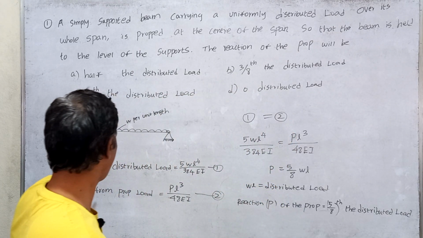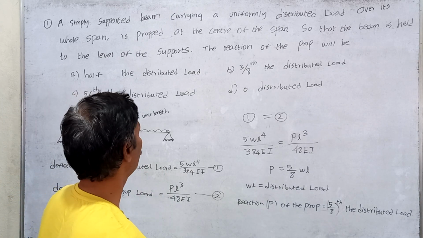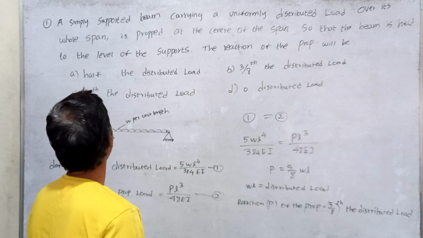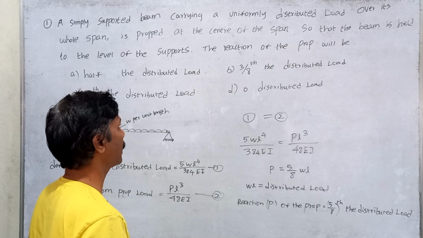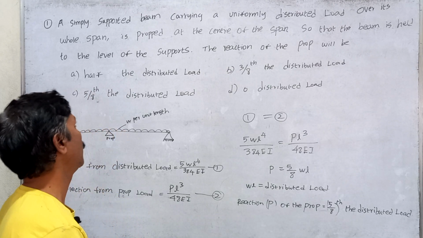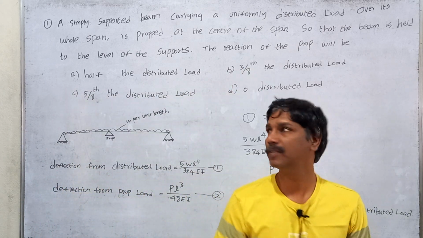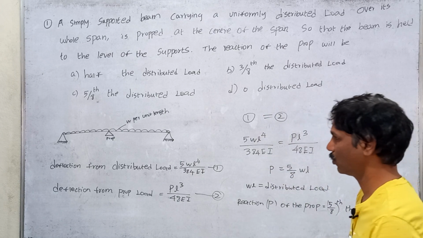The whole span is propped at the center of span, so that the beam is held to the level of support. What is the reaction of the prop? We are having the options: 3 by 8 of the distributed load, 5 by 8 of the distributed load, or 0 distributed load.